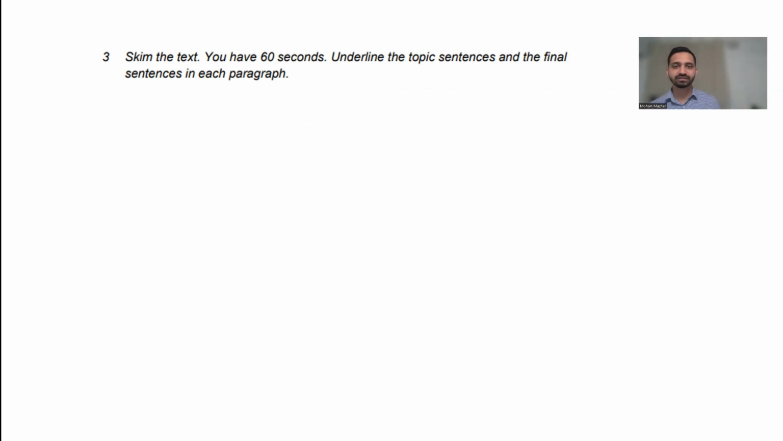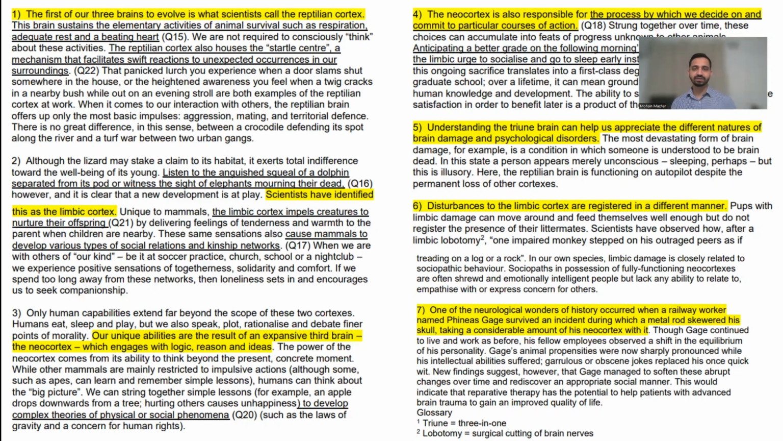You have 60 seconds to underline the top sentences and the final sentences of each paragraph, just to get an idea. What you're doing here is called skimming, right? So you're skimming the article to get a sense of it, to get the gist of it. All right. Pause the video here, do this activity in 60 seconds, and when you come back, I'll reveal the answers.